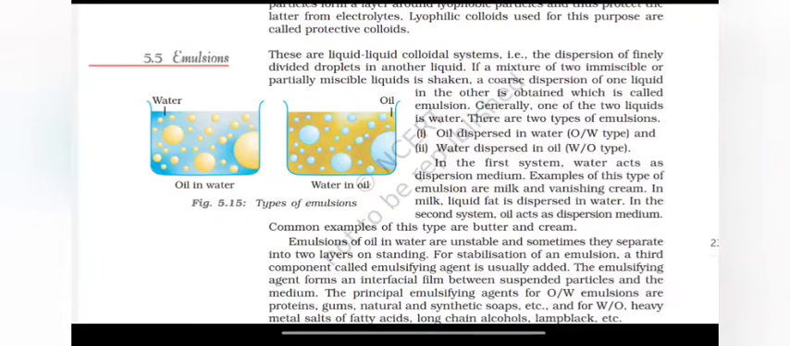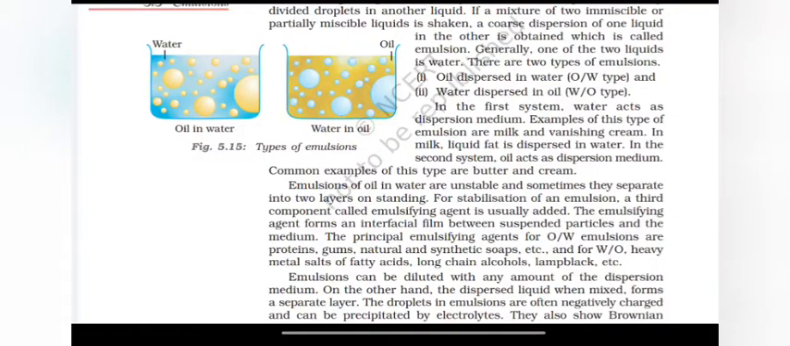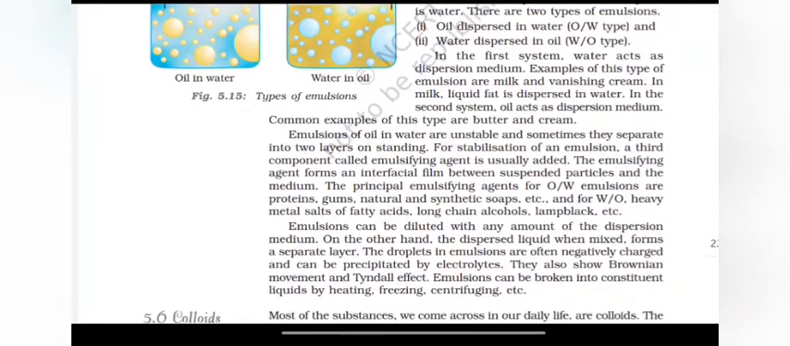Emulsions. These are liquid-liquid colloidal systems, that is, dispersion of finely divided droplets in another liquid. If a mixture of two immiscible or partially immiscible liquids is taken, a coarse dispersion of one liquid in another is obtained, which is called emulsion. Generally, one of the two liquids is water. There are two types of emulsions: oil dispersed in water and water dispersed in oil. In the first system, the water acts as dispersion medium. Examples are milk and vanishing cream. In milk, liquid fat is dispersed in water.